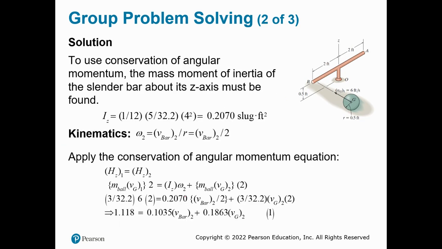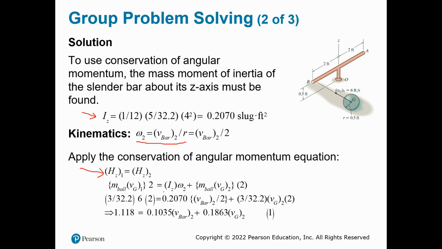Now let's put that together. Based on the z-axis, we can write the mass moment of inertia, and we relate the linear velocity and the angular velocity together. We write our conservation of angular momentum equation: initial angular momentum equals the final angular momentum.